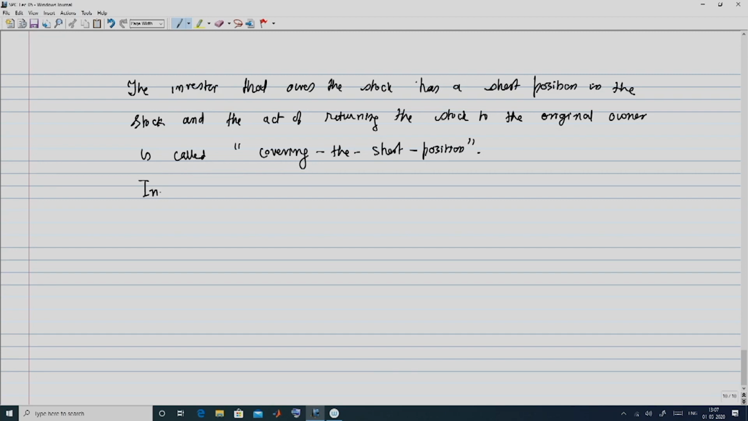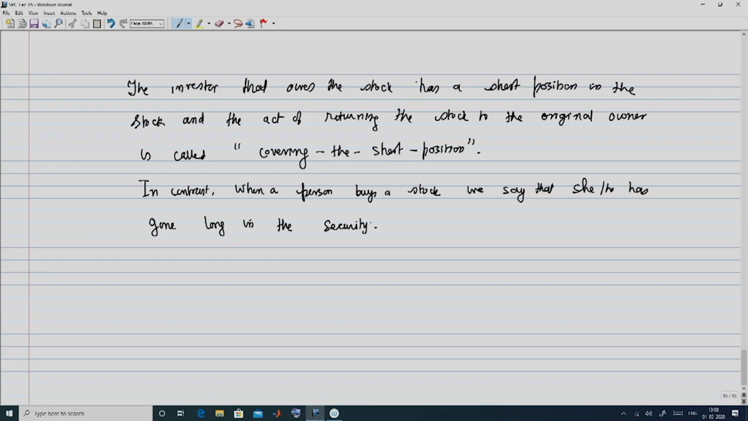So, once I talk about the short position, then obviously I need to talk about the long position. So, I will mention that briefly. On the other side, when a person buys a stock, we say that she or he has gone long in the security. So, basically the ownership of the stock essentially means a long position in the stock.